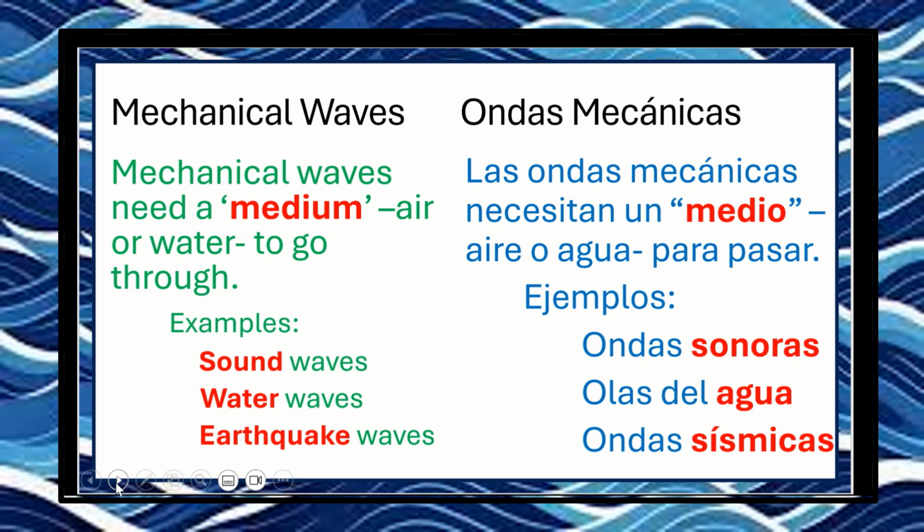Mechanical waves need a medium or something to go through, like air or water. Some examples of mechanical waves include sound, water, and earthquake waves.